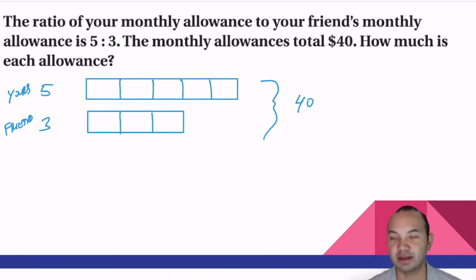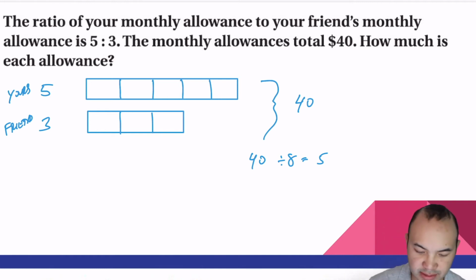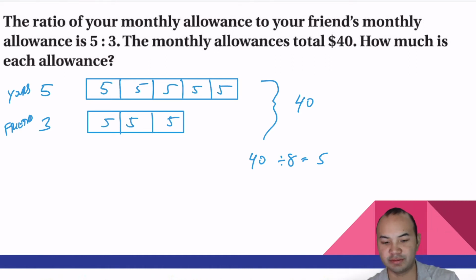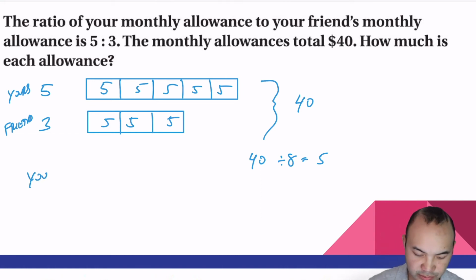If it's a ratio of 5 to 3, and all of this together equals 40, how much is each of the boxes worth? If you can see here, there are 8 boxes. So 40 divided by 8 is 5. That doesn't mean $5 is your allowance or your friend's allowance. That means each of these boxes is worth 5, which makes sense, because if you add all that up, 5 plus 5, etc., you get $40. So now, that's $5 times how many boxes you have? Well, you have 5. So your monthly allowance is $25.